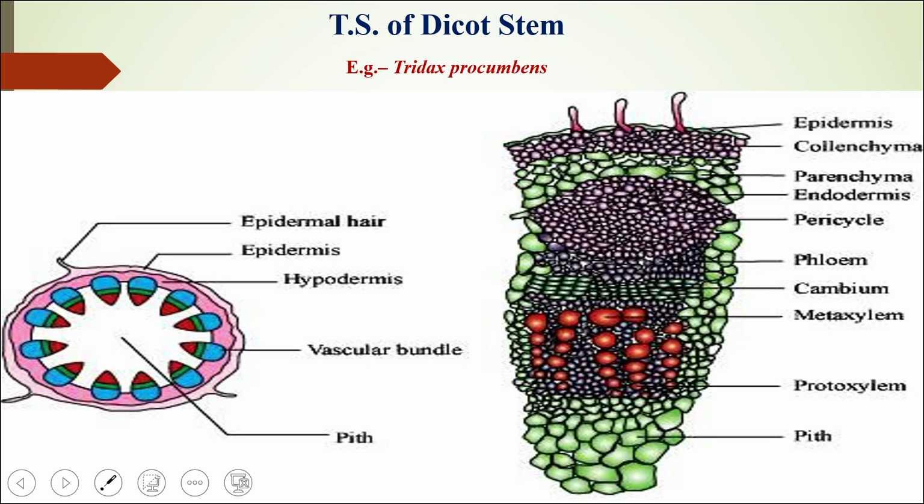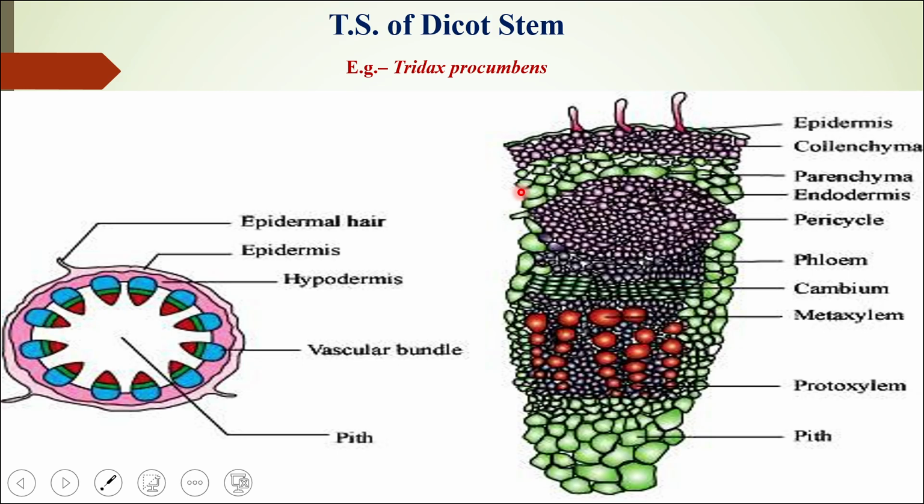After the cortical region, the vascular portions are highlighted here. The first portion is the endodermal region. It is the innermost layer of the cortical region. The endodermis is a single layer of compactly arranged, barrel-shaped cells containing starch grains, so it is fully made up of a starch sheath. The role of the endodermis is the movement of food materials and water.